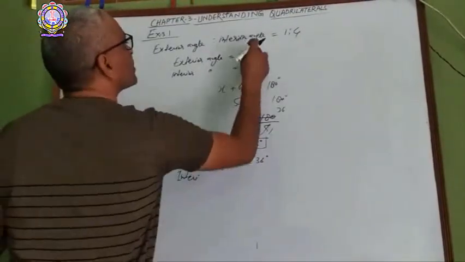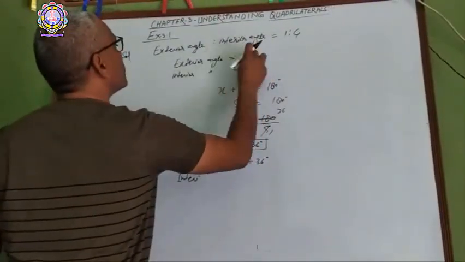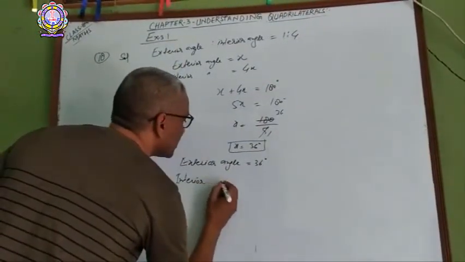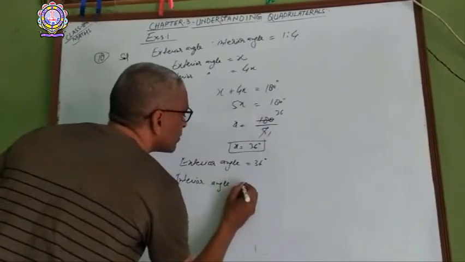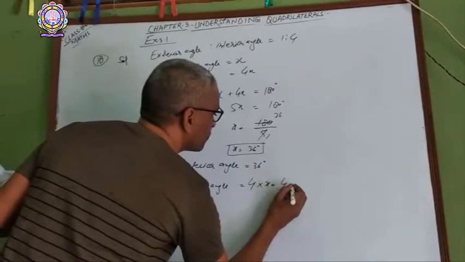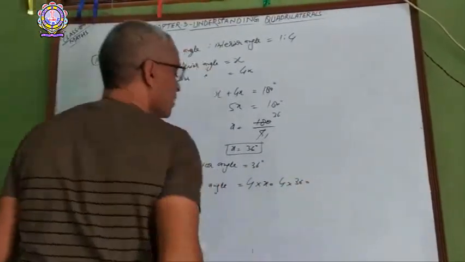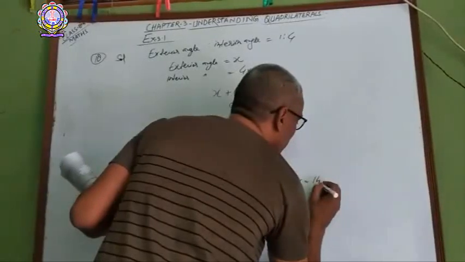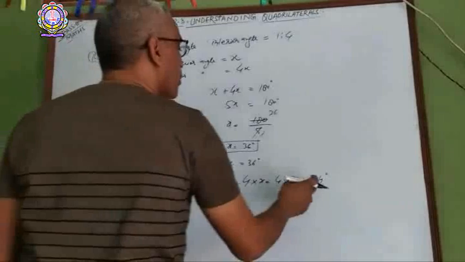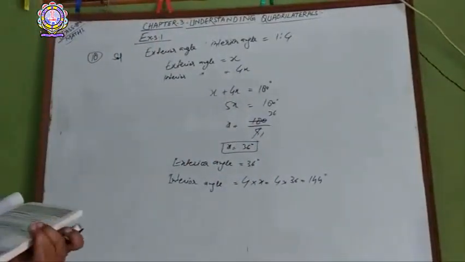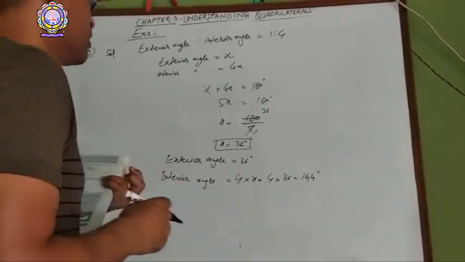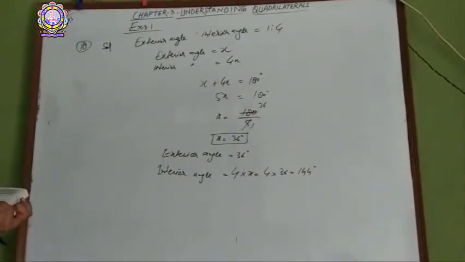for the value of x in both here. Interior angle is equal to 4 into x, which is 4 into 36. That will be equal to 144 degrees. Okay. Now our question says, find the number of sides of the polygon.